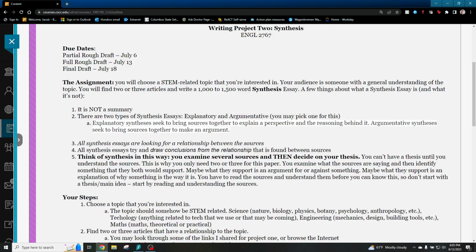First of all, a synthesis is not a summary. You may be lightly summarizing the sources that you are looking at, but in general, that's not the focus of the paper. You will only be summarizing your sources if you think you need to in order for your reader or audience to better understand what those sources are saying. Rather than summarizing these sources, you are going to be looking at the relationship between them or what conclusions you can come to by looking at the information from both of those sources.